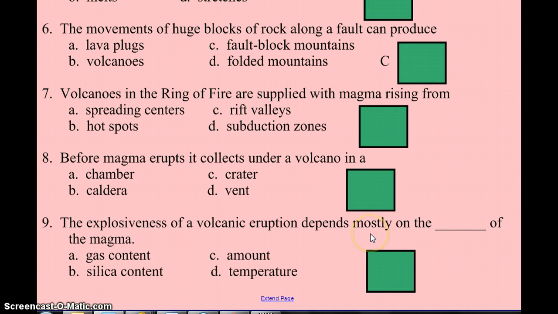The explosiveness of a volcanic eruption depends mostly on the blank of the magma: the gas content, the silica content, the amount of magma, or the temperature of magma. Well, they all have something to do with it, but mostly it does pertain to the silica content. Remember, is it like chocolate milk, low silica, or does it act like a milkshake, a little bit thicker, more silica?